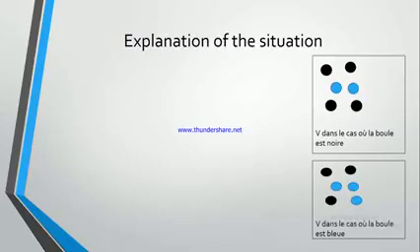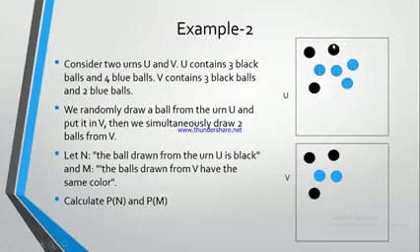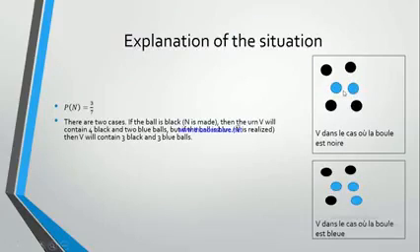So we need to explain this question. We have two cases. If the ball drawn first is black, the probability is 3/7, because we have 3 black balls and 7 balls in total, so 3/7. So there are two cases. If the ball drawn from U is black, we will have 4 black balls and 2 blue balls in V. But if the ball is blue, then we will have 3 black balls and 3 blue balls.